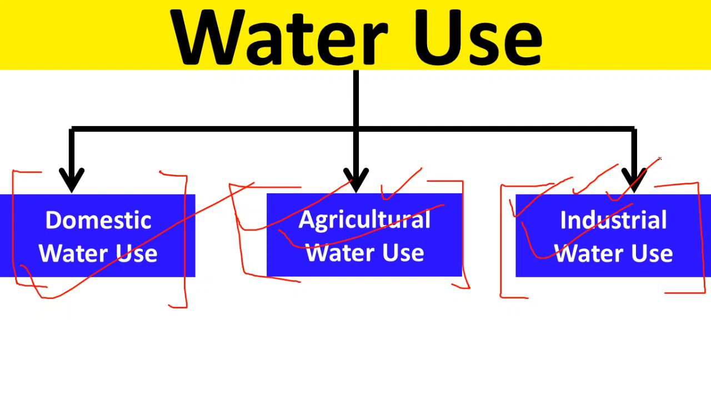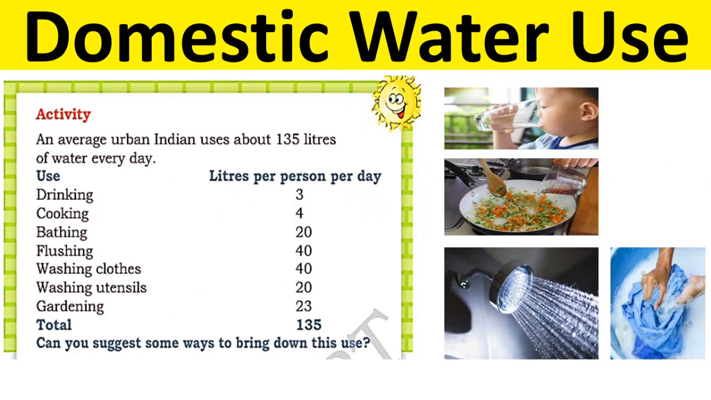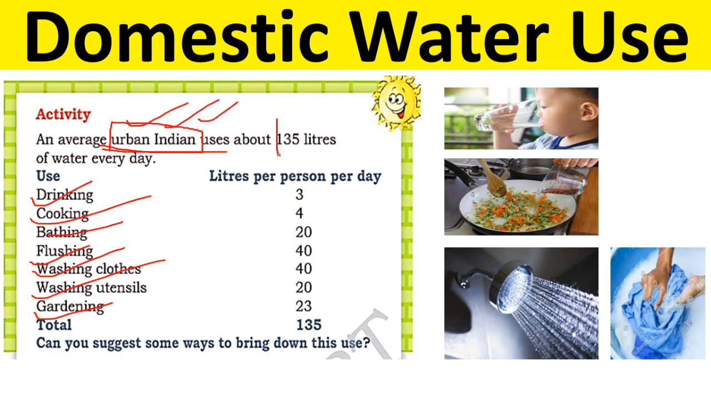Let's see the detailed use of water at the domestic level. We use water for drinking, cooking, bathing, flushing, washing clothes, washing utensils, and gardening. On an average, an Indian urban person, the person who is living in an urban area, in a town or city, uses about 135 liters of water per day.